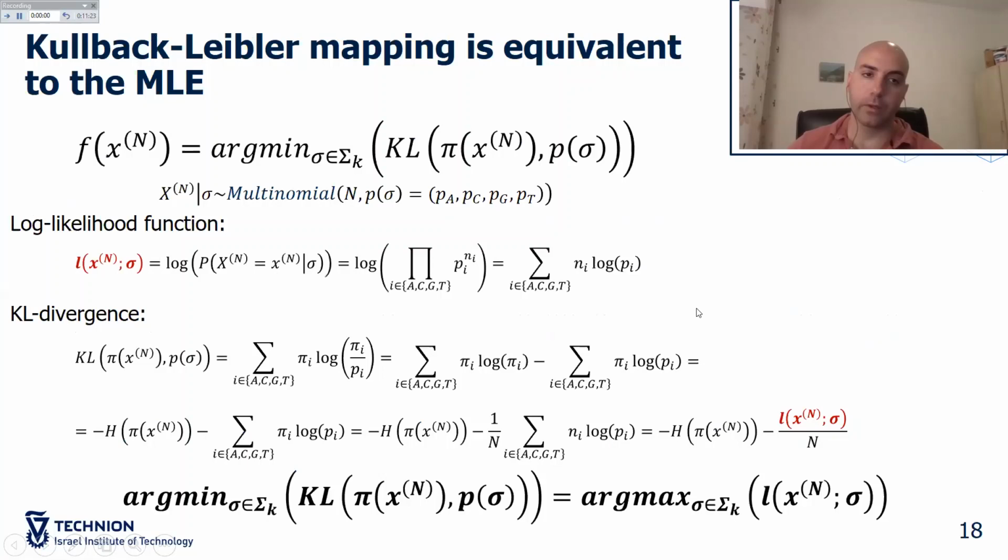This KL mapping or Kullback-Leibler mapping is actually equivalent to choosing the letter that maximizes the likelihood of the observed read. So if we derive the log likelihood function of the multinomial model and we derive the KL divergence, we see that the letter from the alphabet that maximizes the likelihood is the same letter that minimizes the KL divergence.